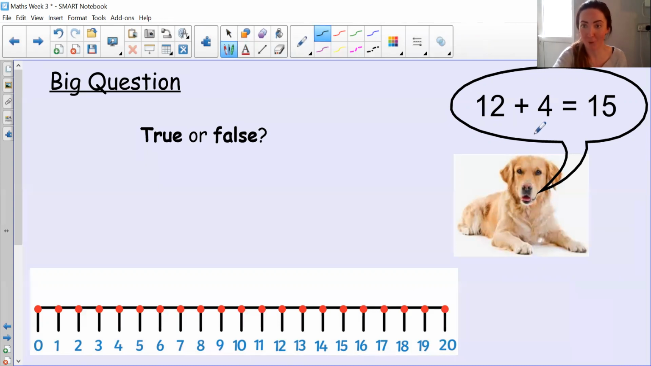So if we're working out 12 add 4, then we need to start on which number? Number 12. And then if we're adding 4, how many jumps do we need to make forwards on our number line? 4 jumps. 1, 2, 3, 4. And I've landed on 16. So 12 add 4 equals 16. Sorry, Stevie, good try. Very close, but not quite there.